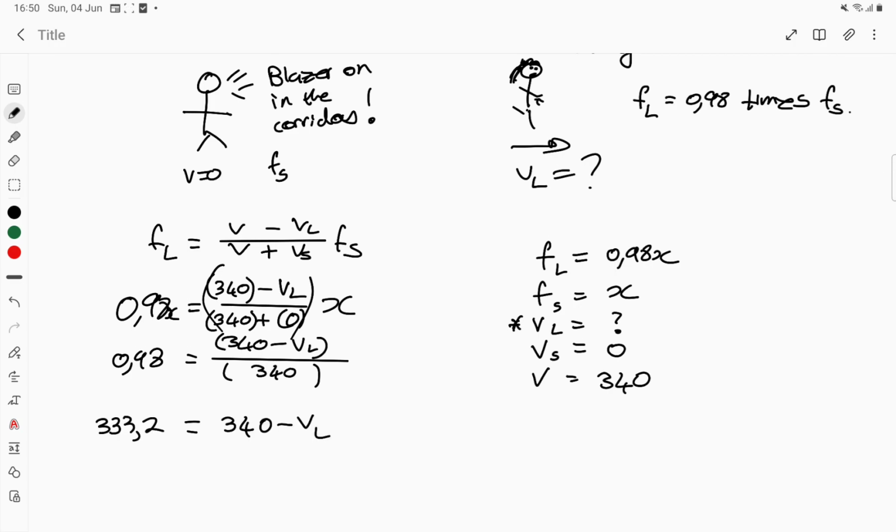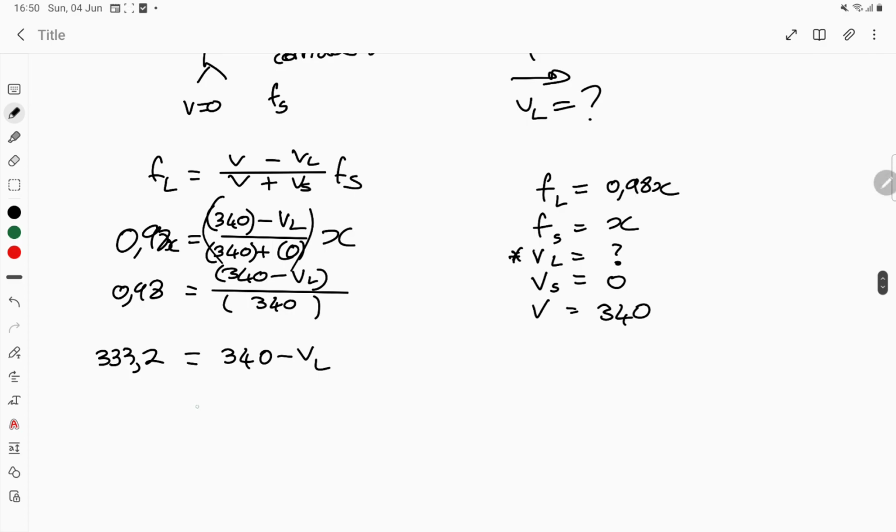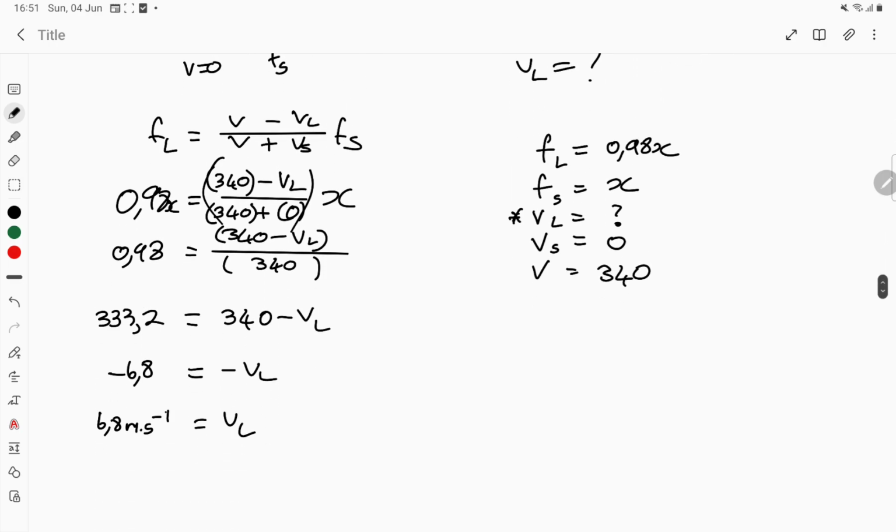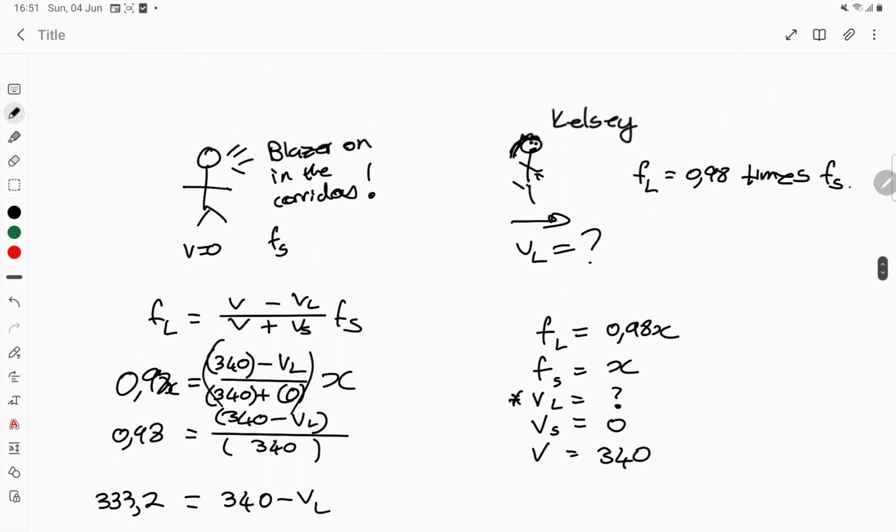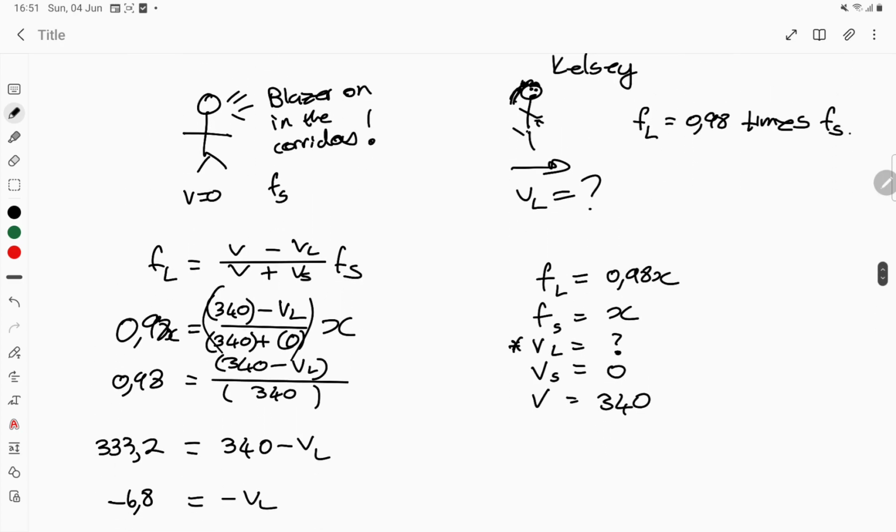And we get 333,2 equals 340 minus VL, and minus VL is then equal to negative 6,8. So the velocity of the listener is then 6,8 meters per second away from the sound source. Cool, eh? So that's how fast Kelsey was running. That's pretty fast down the corridor. Not putting a blazer on in the corridor.